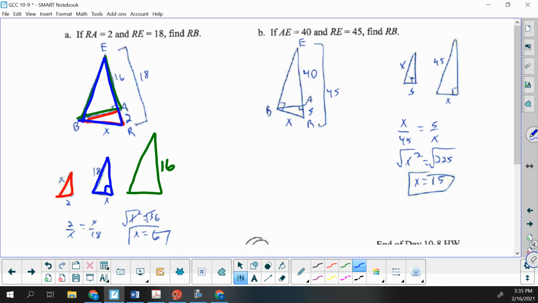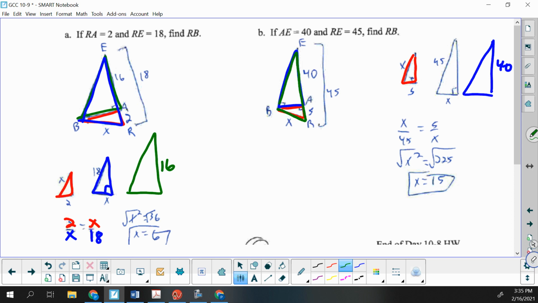So you got 2 from the red, matching x from the blue, x from the red, matching 18 from the blue, and when you cross multiply and solve, you get 6. That one matches that one. That's the one I don't have shown. All we would know is that that one's 40.